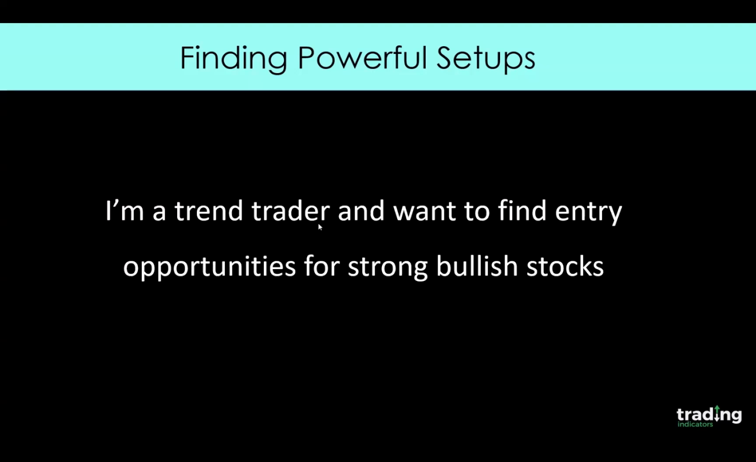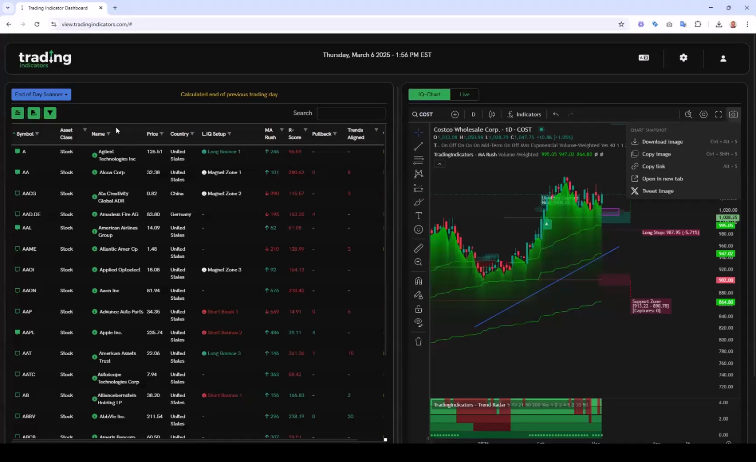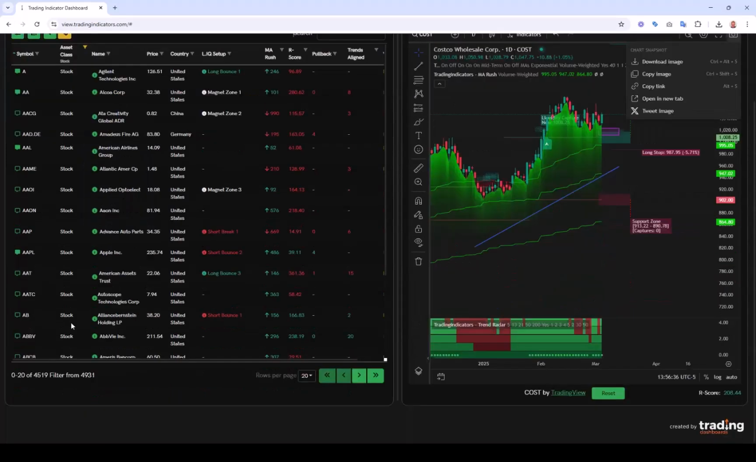All right. So back to the dashboard. So trend trader, I want to find entry opportunities of strong bullish stocks. Okay. So criteria number one, I guess in that sentence was, hey, I want to look for stocks. All right. So let's use our asset class filter first, this one here, and only select stocks as the asset class. Great. So I click on it, and now only stocks are selected.